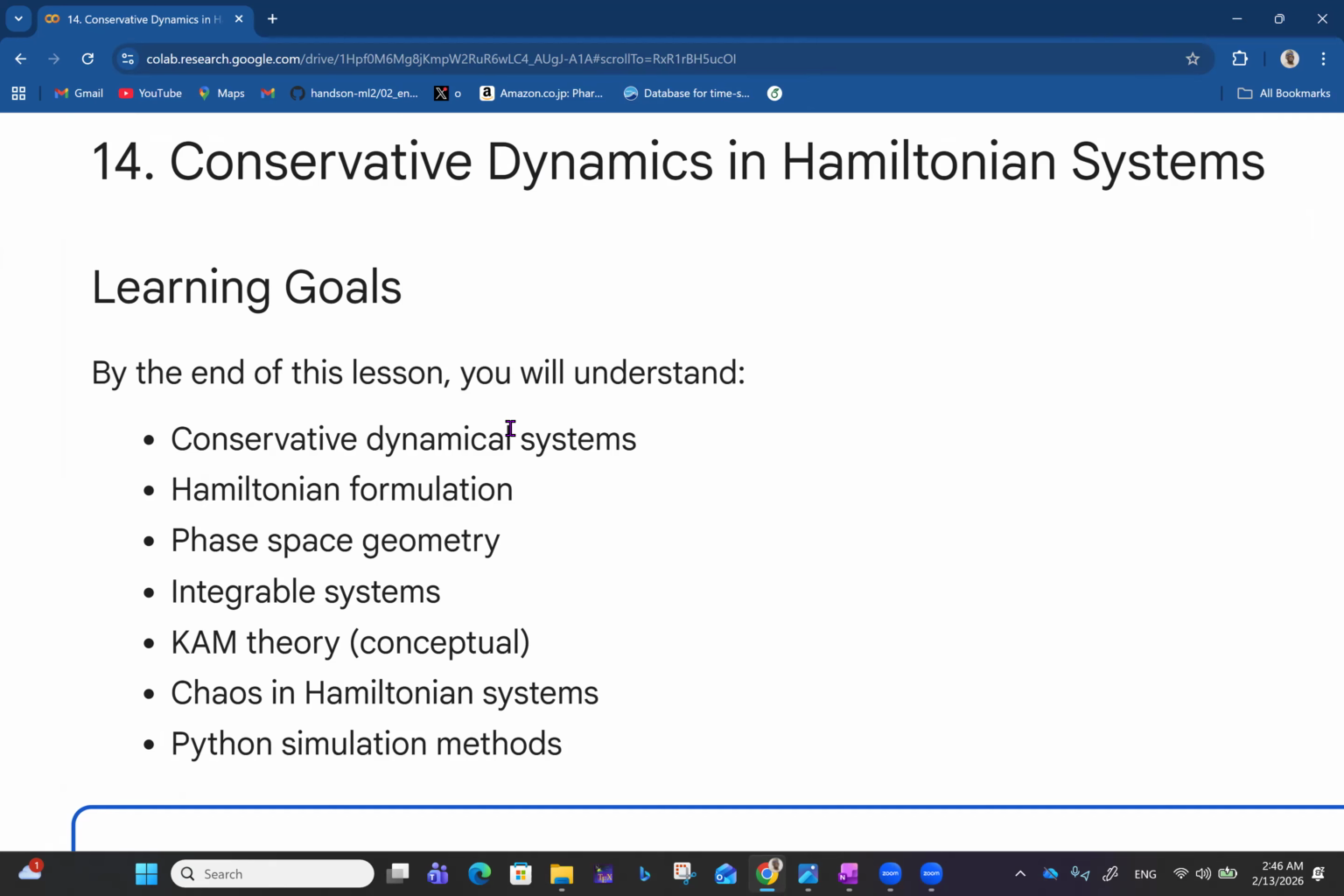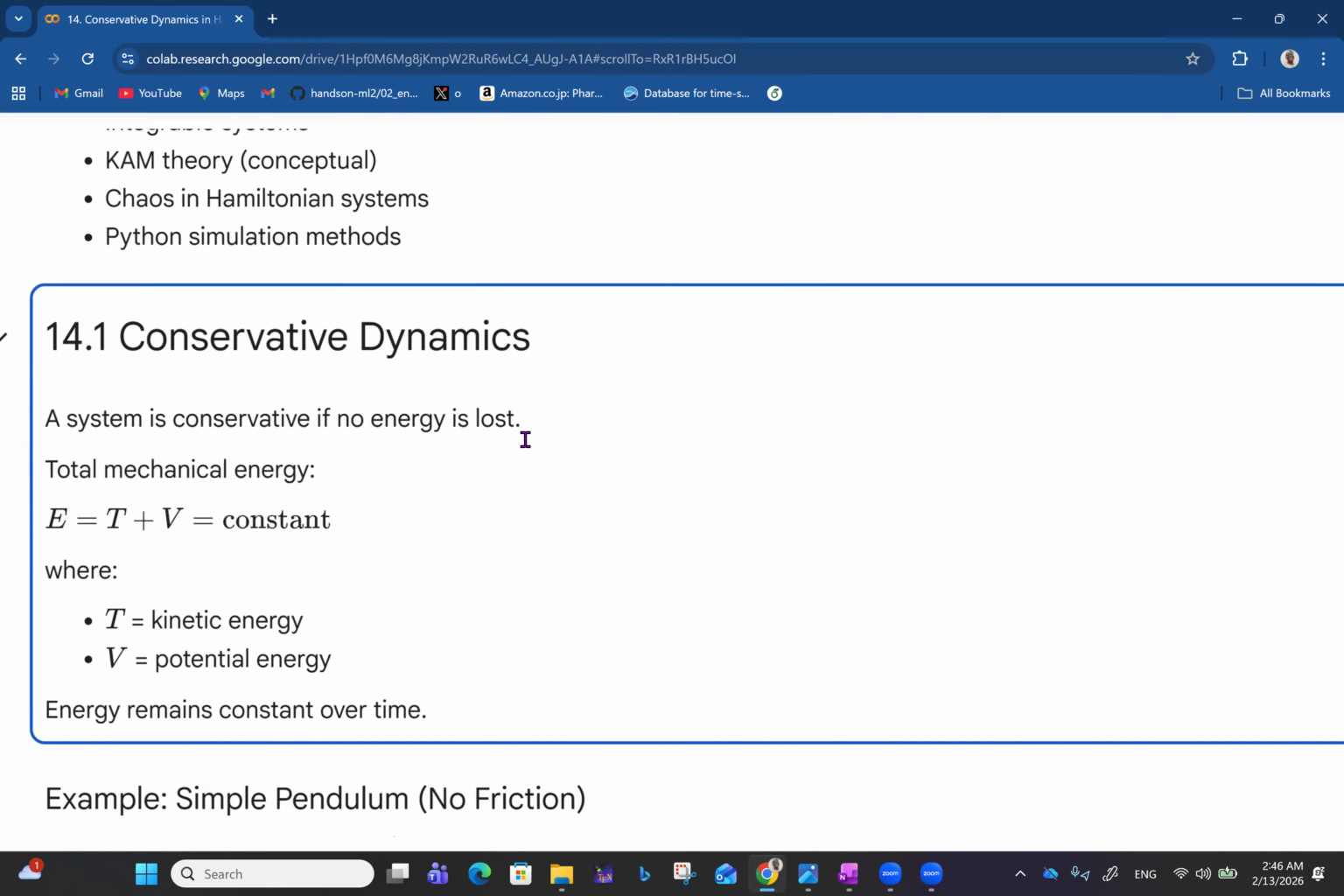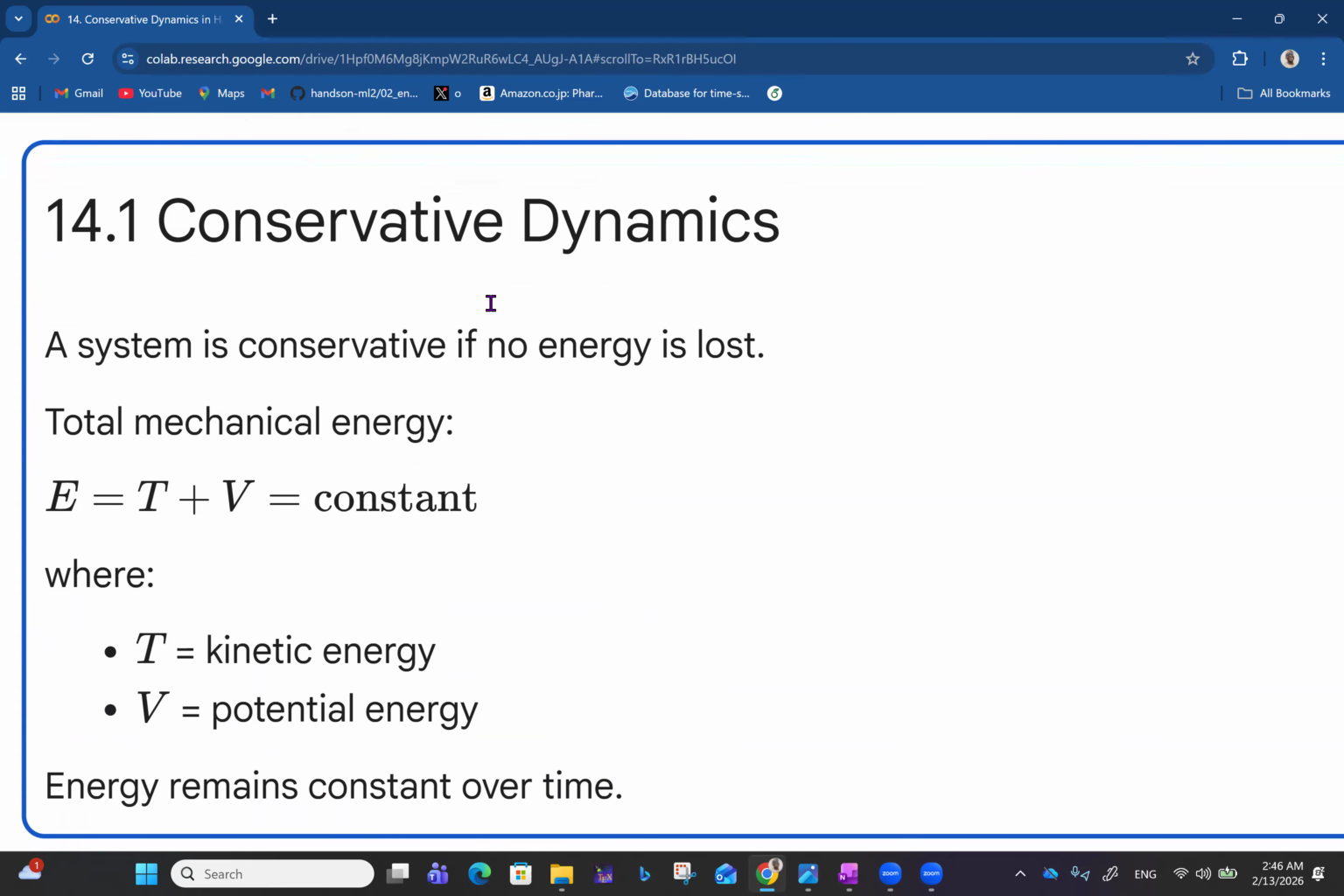Of course, since we're looking at invariant structures, it gives an idea of things not changing, right? And that's why you can be talking about conservative dynamical systems. So let's go straight and talk about conservative dynamics. A system is conservative if no energy is lost. That is the conservation law: energy is never created nor destroyed, but it is changed from one form to another. So that's the idea of conservation.